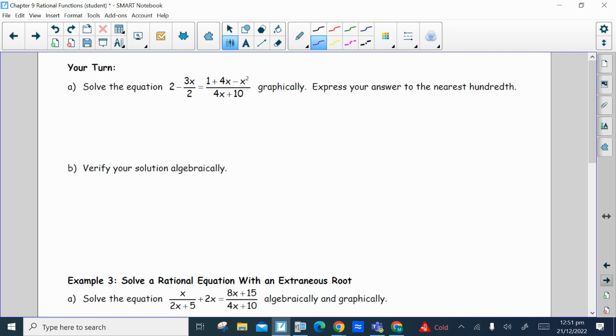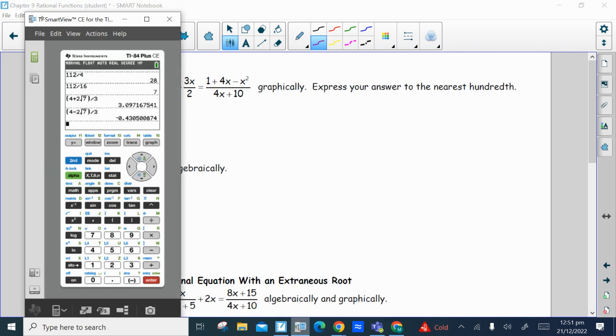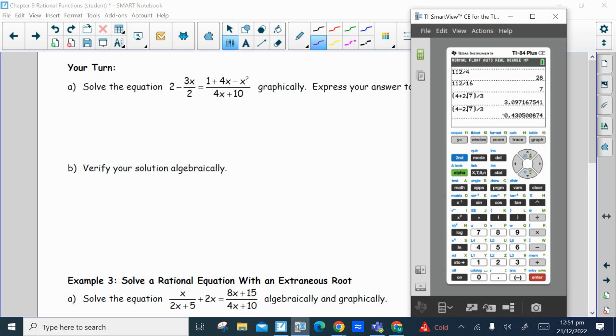All right, so in this case here, again, we're asked to solve this equation graphically, expressing answers to the nearest hundredth. Because I have two different sides, a left and a right side, I'll use two different equations. I'll put the left side into equation 1, 2 minus, in brackets, 3x over 2. The second equation is rational, so I'll use brackets to keep the numerator and denominator together. 1 plus 4x minus x squared, divided by, in brackets, 4x plus 10.